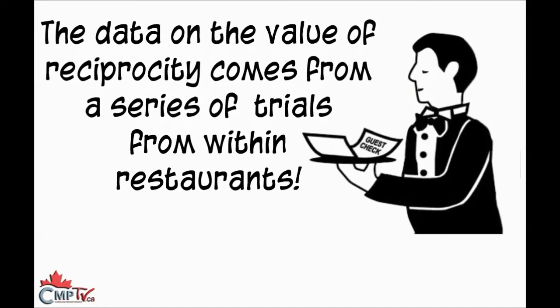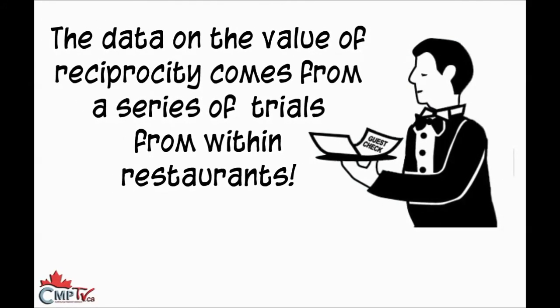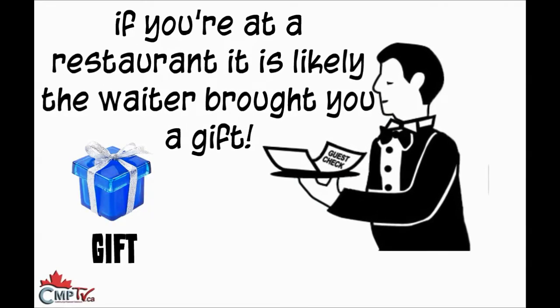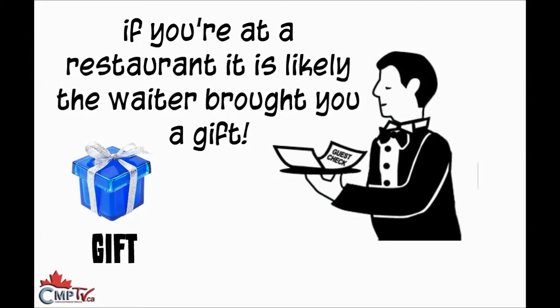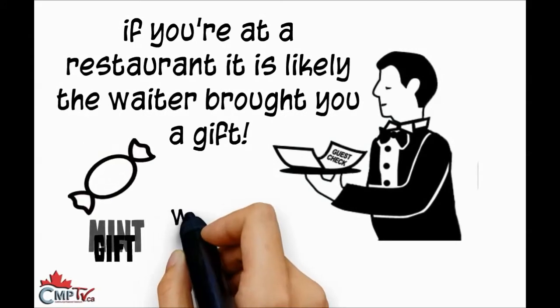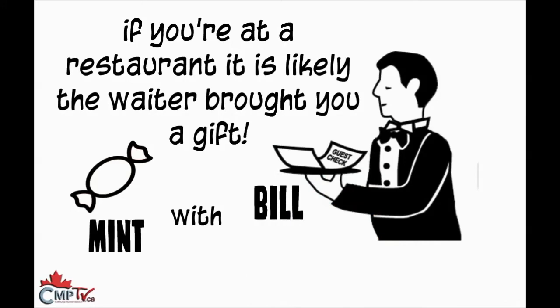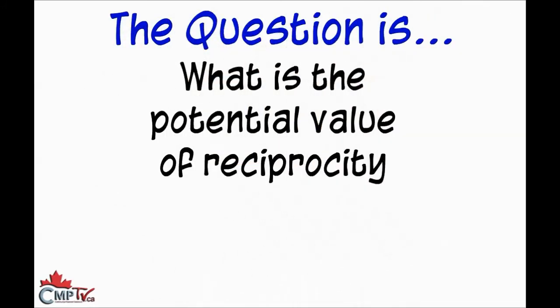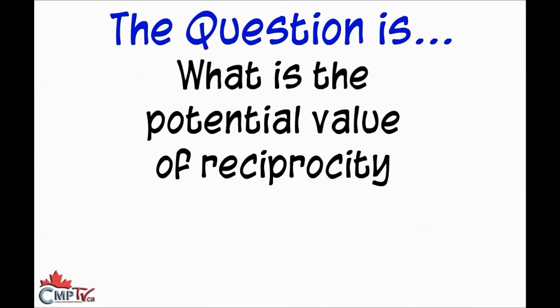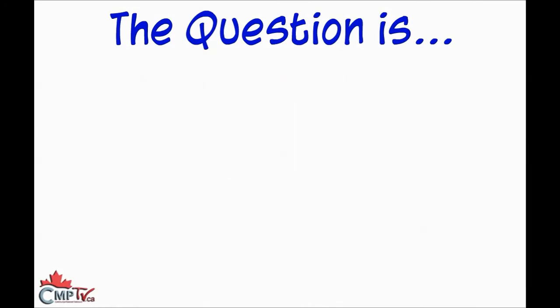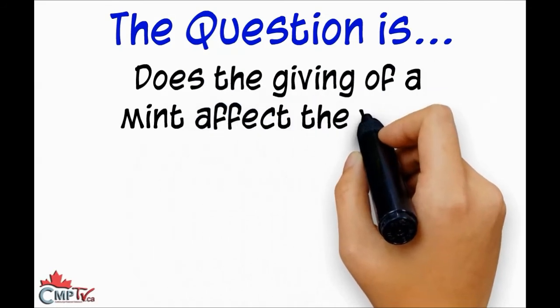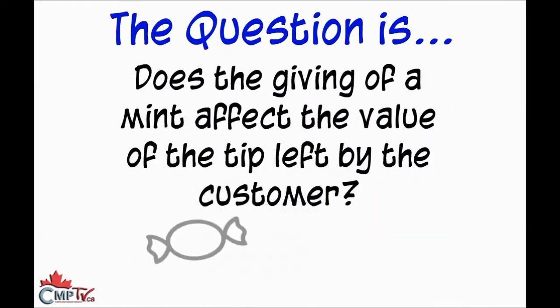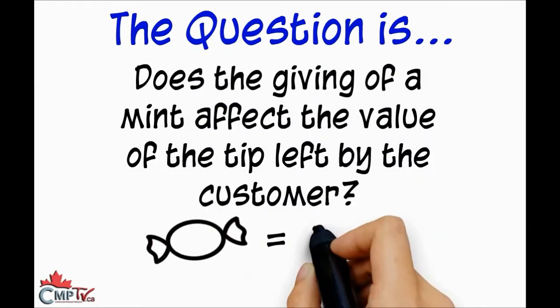The theory of reciprocity and the data on the value of reciprocity comes from a series of trials within restaurants. If you've been in a restaurant, it's likely that your waiter has brought you a gift, a liqueur, a fortune cookie, or even a mint, and it would have usually come with the bill. The question to be answered is, on the potential value of reciprocity, does the giving of a mint affect the value of the tip that is left by the customer? The actual results are quite substantial.